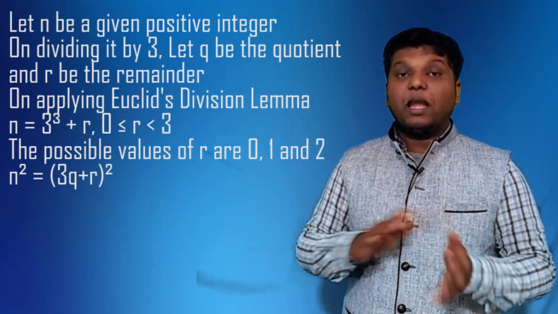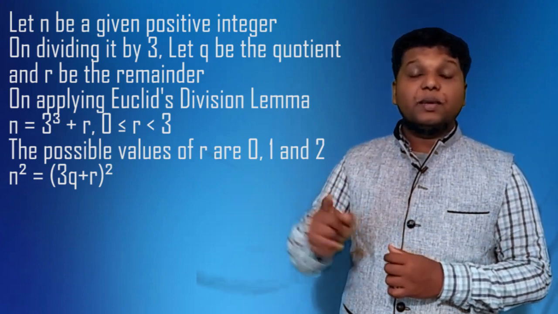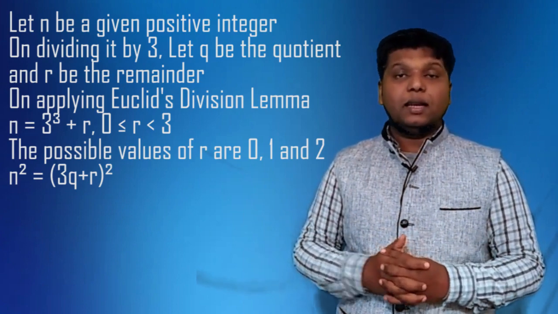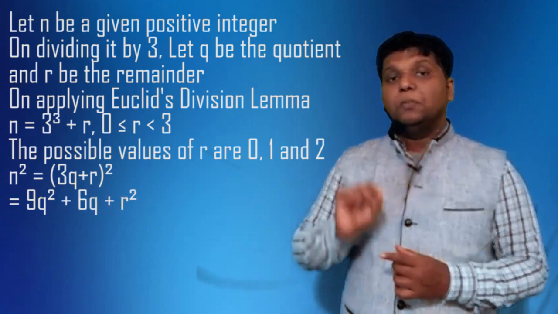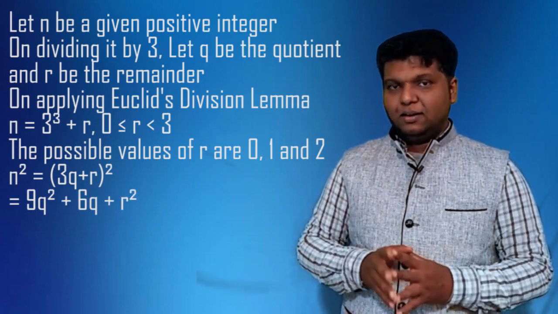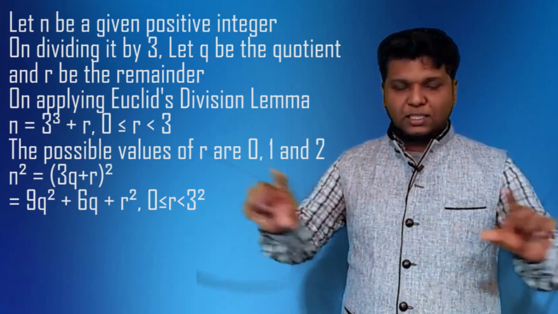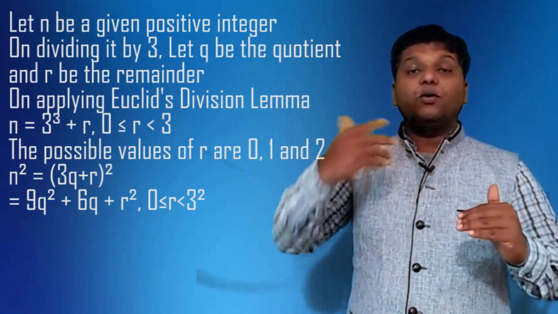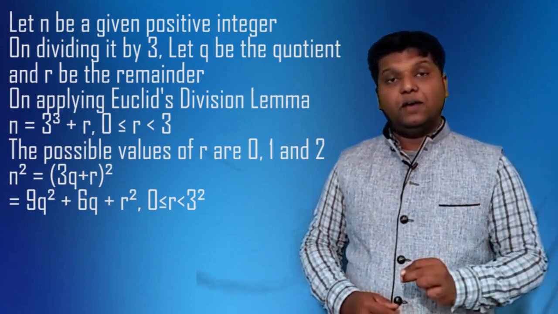That means it's of the form (a + b)². Instead of a, 3q came. Instead of b, r came here. So using that identity, how will you write it? That is equal to 9q² + 6qr + r², where 0 ≤ r < 3 itself. So you got this, frame this equation, keep this in your mind. In this equation, we are going to substitute the values of r.